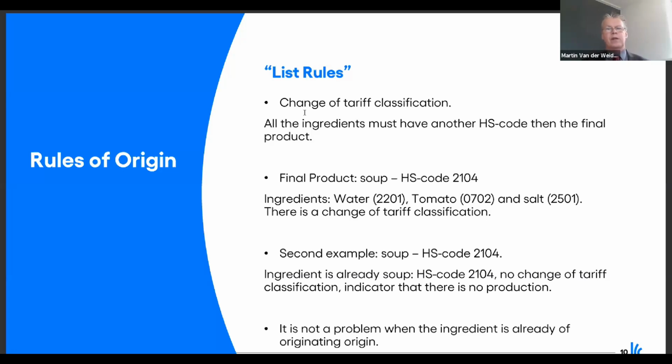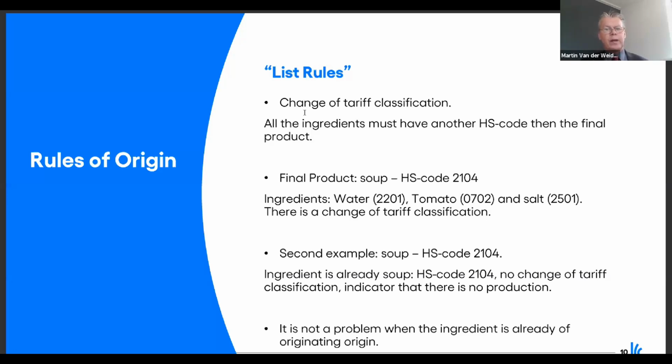When the rule is change of tariff classification, you need to know what the ingredients are that you are using. In this case, let's make it a really simple soup, not too complex. You have water in it, you have tomatoes in it, and salt. The harmonized system code for water is 2201. For a tomato, it's 0702, and for salt, it's 2501. If you compare that to the harmonized system code of the final product, 2104, you will see they all change. They all change. No one has 2104. That's why a change of tariff classification is making sense.